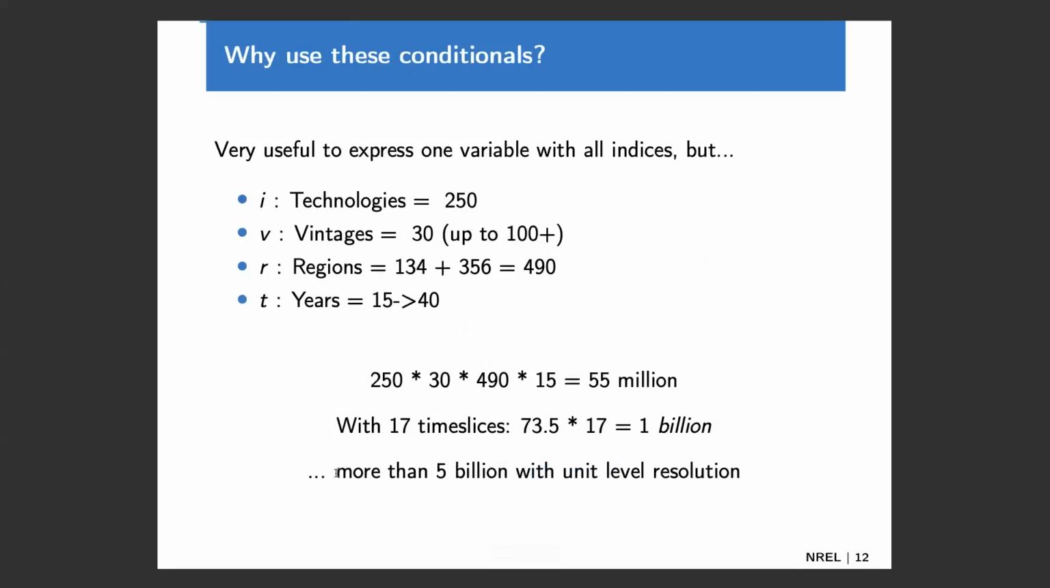So if I think about the unit resolution, I can easily get up to 5 billion variables. I've had way more than that before. And the point of these is just to get all the combinations of indices that we care about.